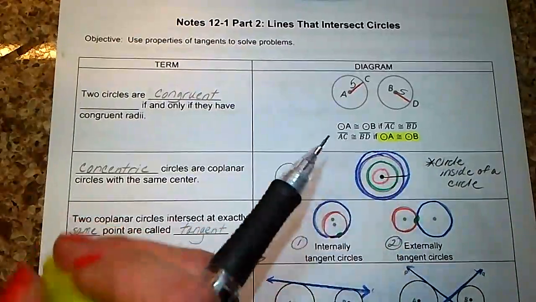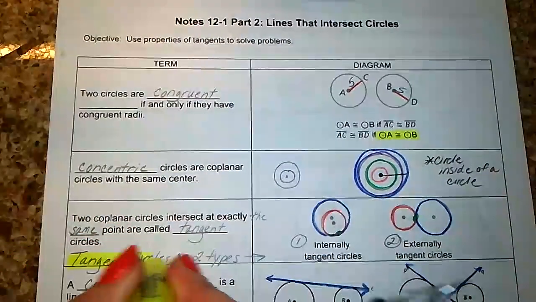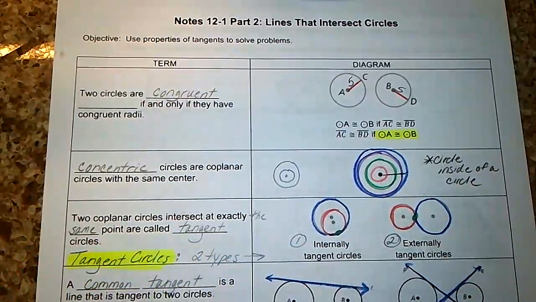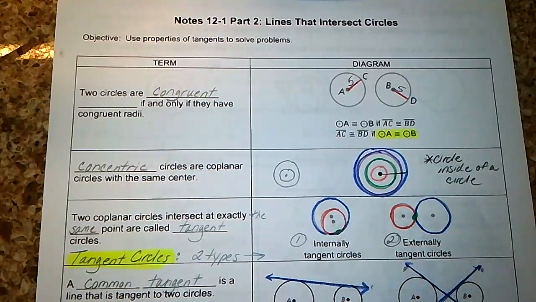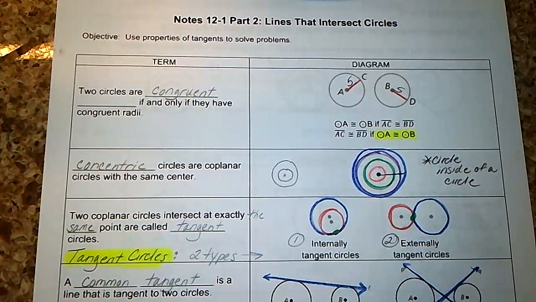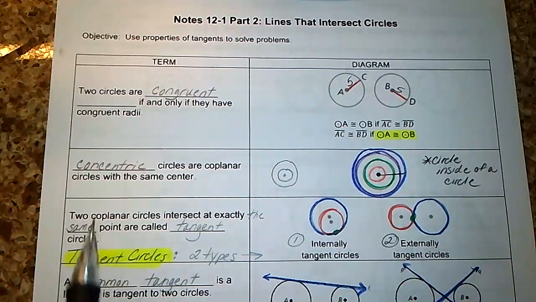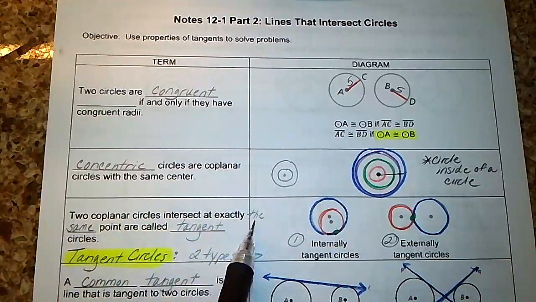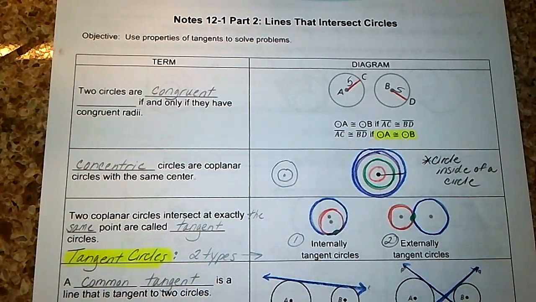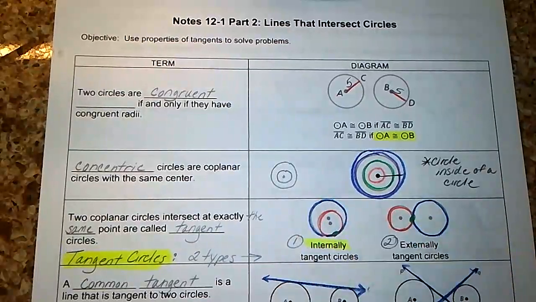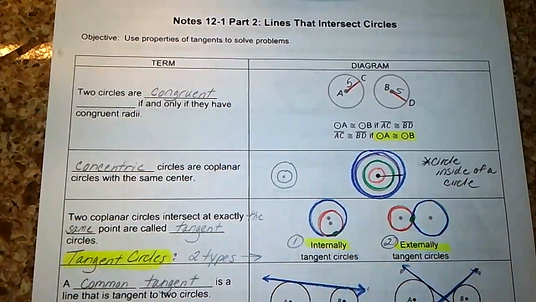Okay, the next concept here is the concept of tangent circles. All right, tangent circles. Basically, these are two circles that are tangent to each other, which means, remember the word tangent. The tangent means a tangent line touches a circle in one point, right? Tangent circles are going to be circles that touch each other in one point. So, two coplanar circles that intersect at the same point are called tangent circles. And there are 2 types of tangent circles. There are internally tangent circles and there are externally tangent circles.